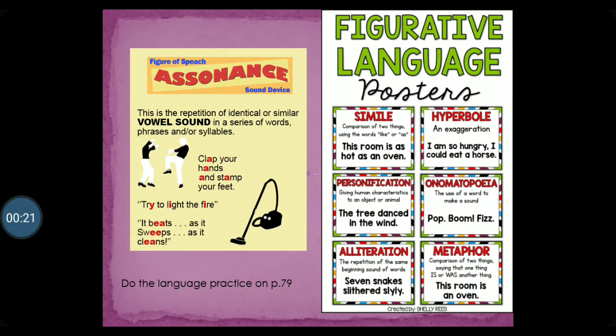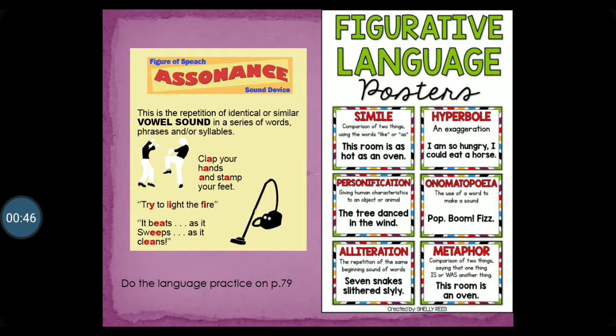So, the first one is assonance. Now, this is the repetition of identical or similar vowel sounds in a series of words, phrases, or syllables. So, it's only vowel sounds and it's even sounding. So, it doesn't even need to be spelled the same and it's not specifically somewhere in a word. So, for example, clap your hands and stamp your feet.